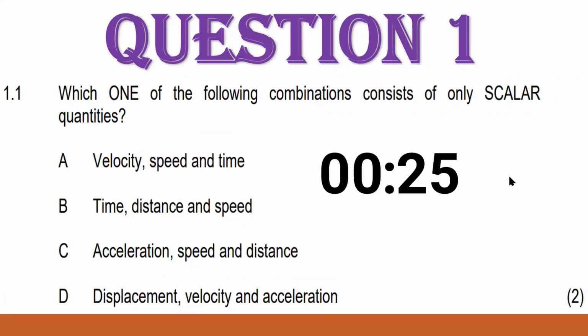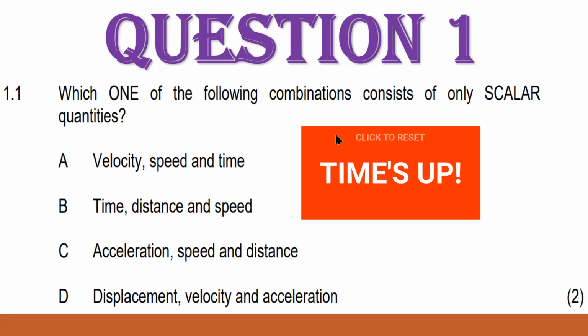30 seconds for this question. It is an easy one, but you need 30 seconds, so please try. Question 1.1. Which combination is giving you three of them, all of them scalar quantity? Question 1.1, the answer is coming now. Time is over. Yes, time is up.